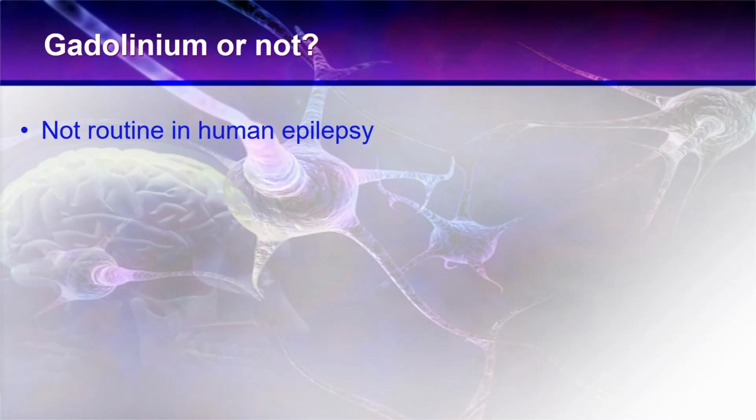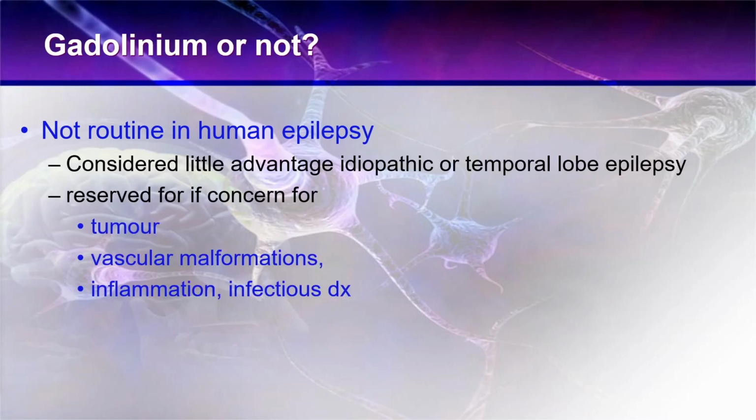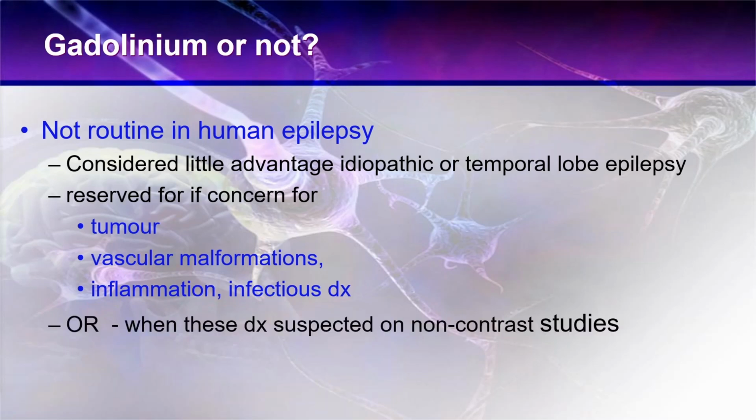It can potentially accumulate in the kidney if you have reduced kidney function. And the reason, most importantly, because they'll certainly give gadolinium if they suspect you to have a tumour, is that there's little advantage if you're investigating idiopathic or, important in humans, temporal lobe epilepsy. And so it's reserved for if there's concern if there's a tumour, a vascular malformation, or inflammatory or infectious disease. Or if those are suspected on the basis of non-contrast studies.